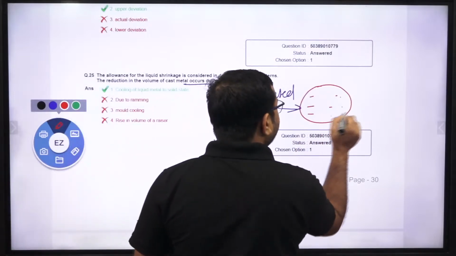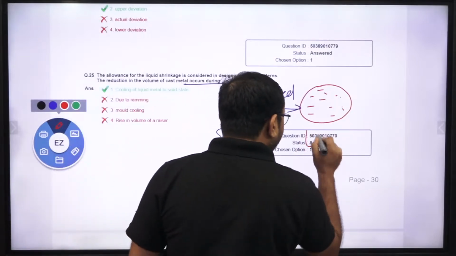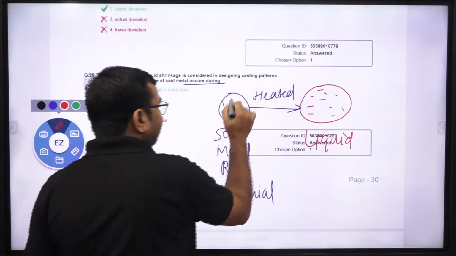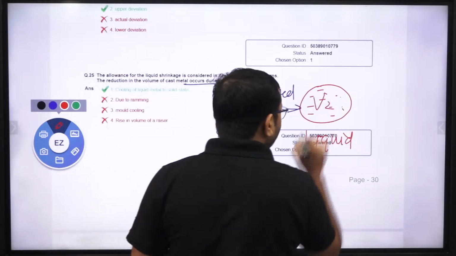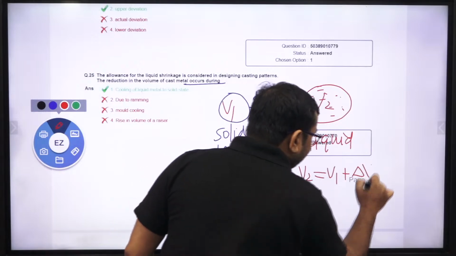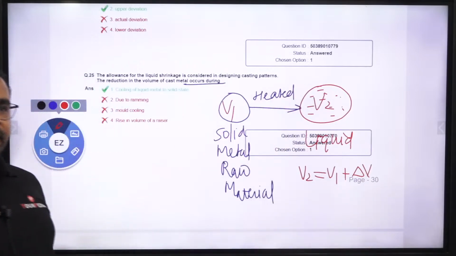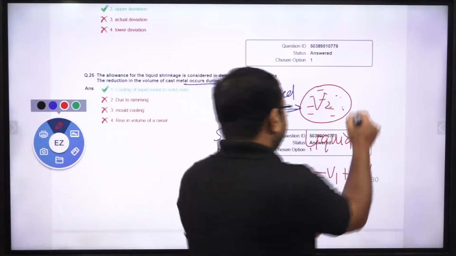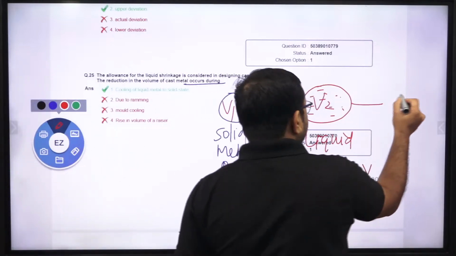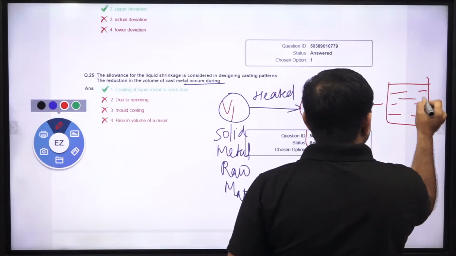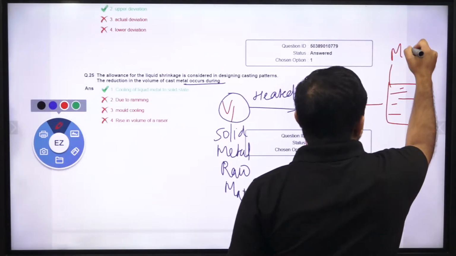And when you convert from solid to liquid metal, then obviously expansion takes place. Suppose its initial volume is V1 and its new volume is V2. So can I say this V2 is nothing but V1 plus delta V? Yes or no? Is it clear? This is right? Now, if you pour this molten metal again into the mold cavity, let's say this is the mold cavity.